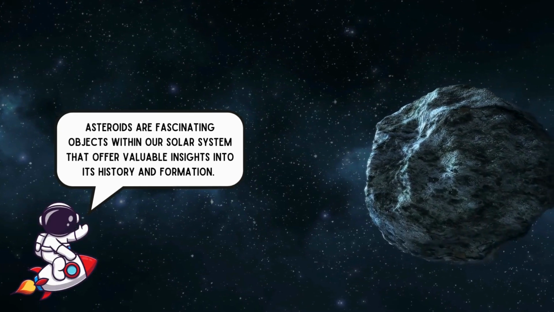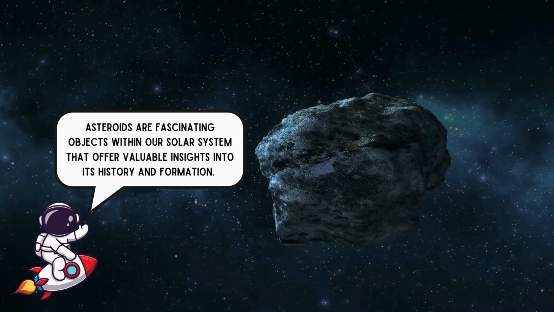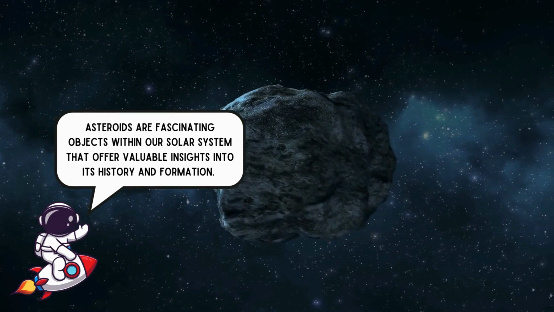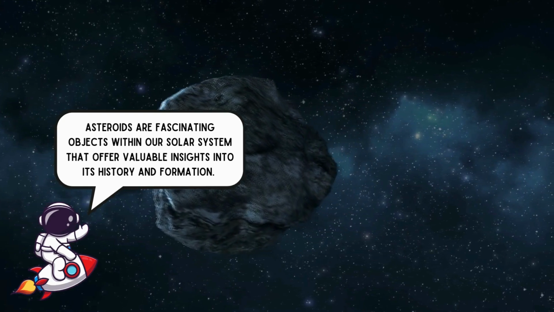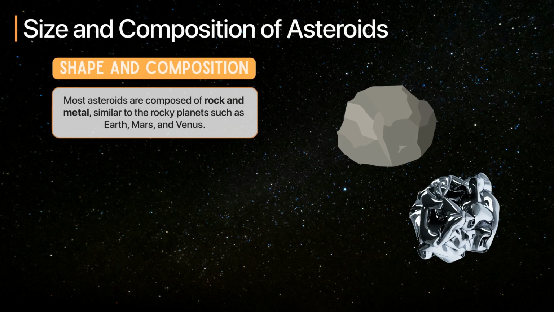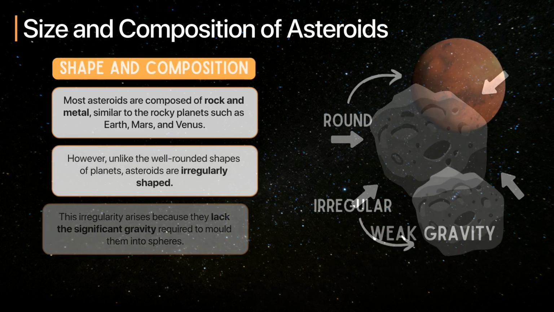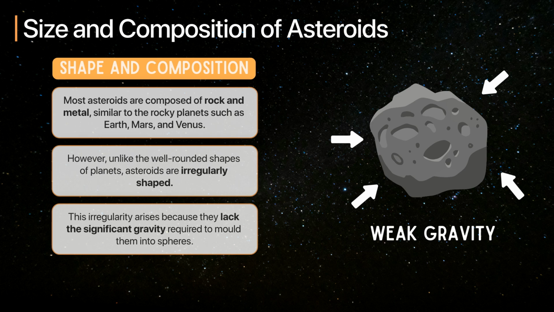Asteroids are fascinating objects within our solar system that offer valuable insights into its history and formation. Let's break down this topic into three key areas: size, elliptical orbits, and locations of asteroids. Asteroids are rocky objects that orbit the Sun, much like planets, but they differ in several fundamental ways. Most asteroids are composed of rock and metal, similar to the rocky planets such as Earth, Mars, and Venus. However, unlike the well-rounded shapes of planets, asteroids are irregularly shaped.